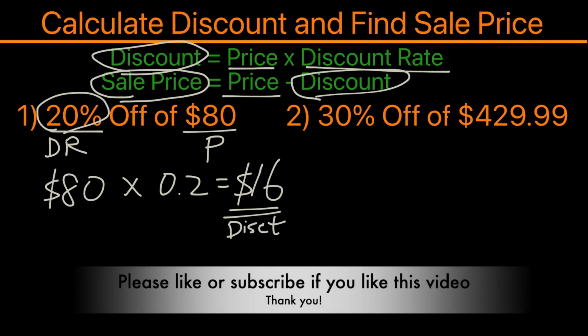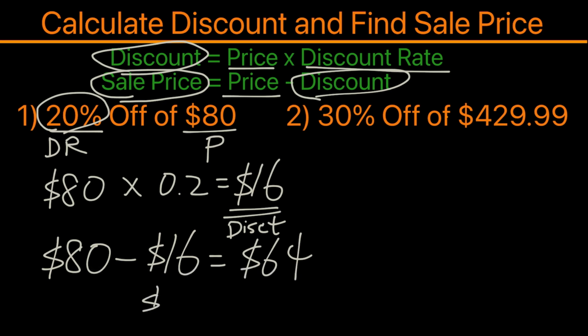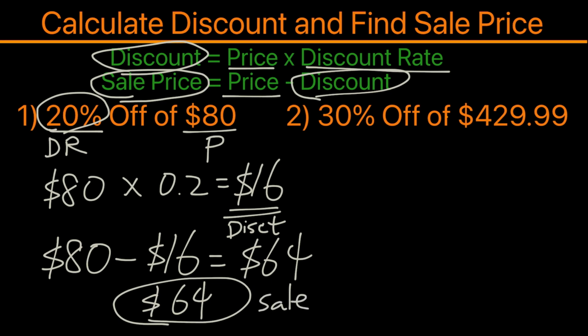And now that we have the discount, we need to minus it from the price. And the price is $80, and we'll minus the $16 discount that we calculated. And 80 minus 16 is 64. So therefore, $64 would be the sale price, and $16 is the discount.